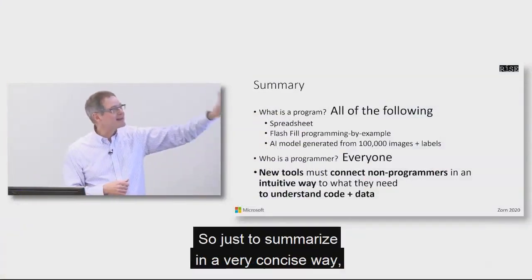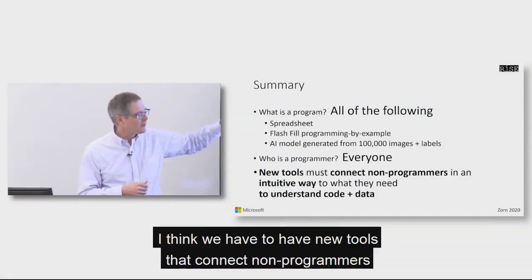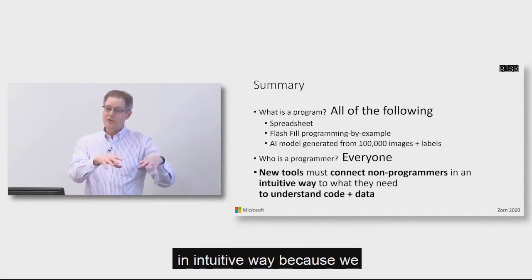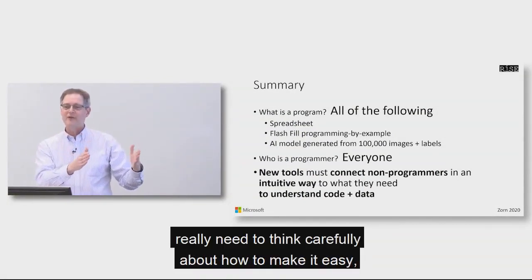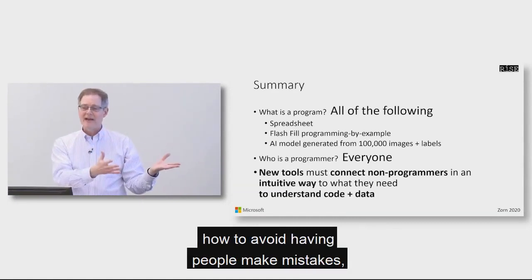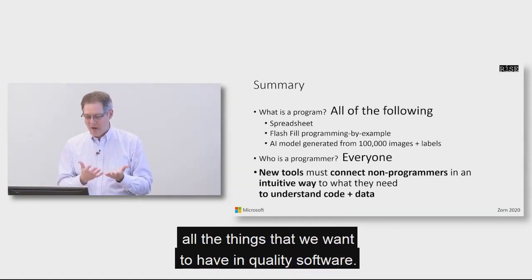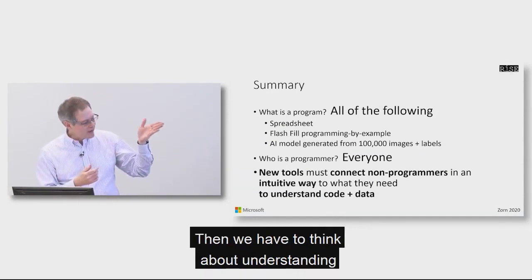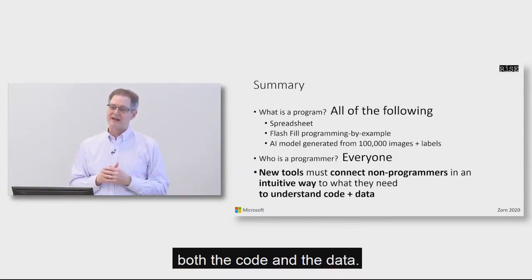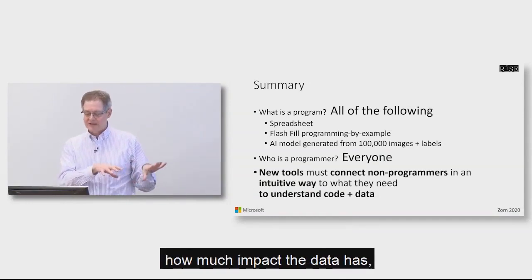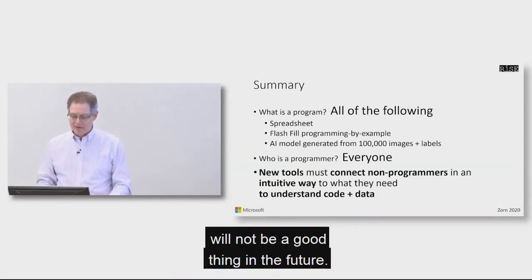So just to summarize in a very concise way, I think we have to have new tools that connect non-programmers in an intuitive way, because we really need to think carefully about how to make it easy, how to avoid having people make mistakes, all the things that we want to have in quality software. And then we have to think about understanding both the code and the data, because fundamentally ignoring the data, not understanding how much impact the data has, will not be a good thing in the future.